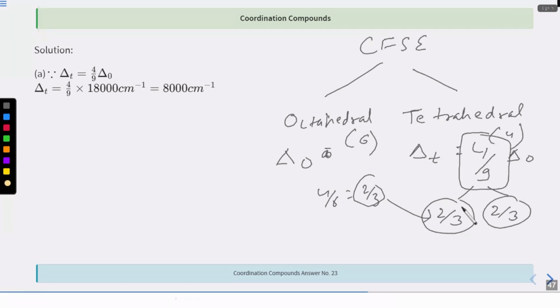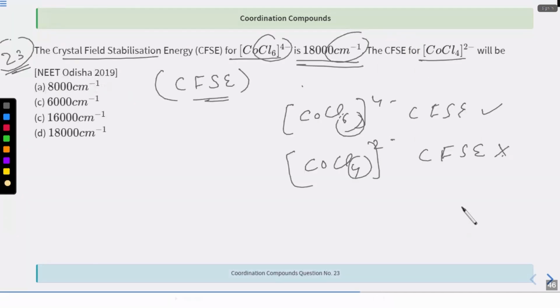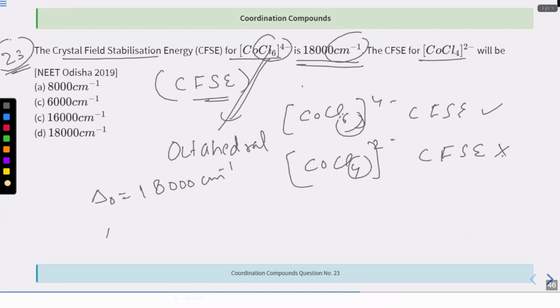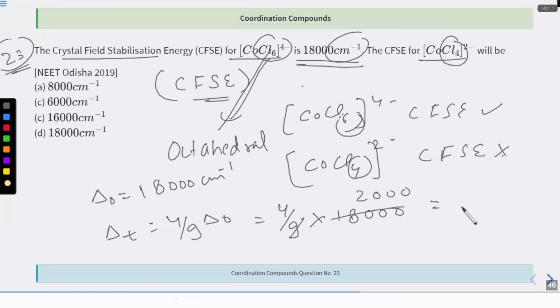Cool. So since there are 6 ligands, it means it is for octahedral, and delta O is given to me as 18,000 centimeter inverse. I need to calculate for tetrahedral. This is given by 4 by 9 delta O, because there are 4 ligands. So it will be 4 by 9 times 18,000. You can cancel it and you will get 8,000 centimeter inverse as your final answer, which is option number A.